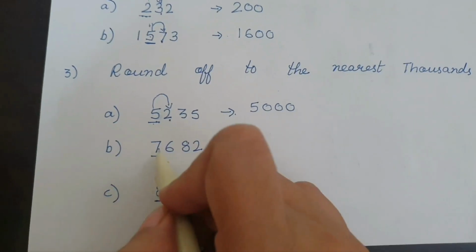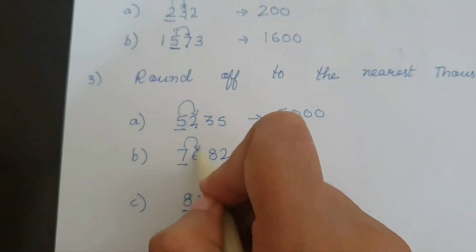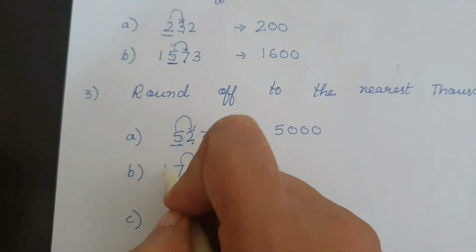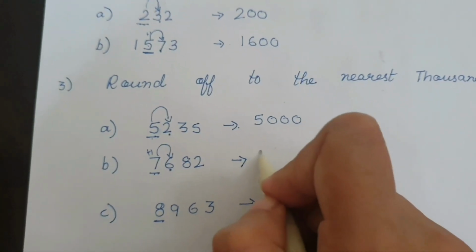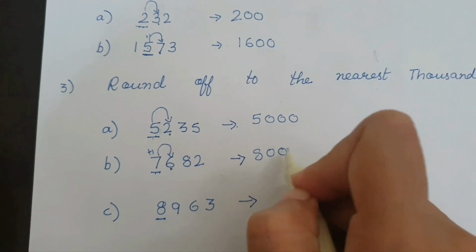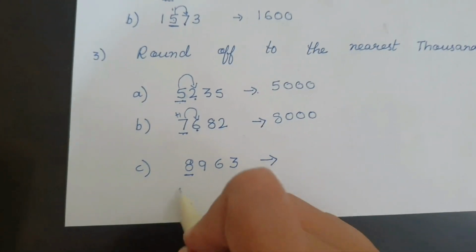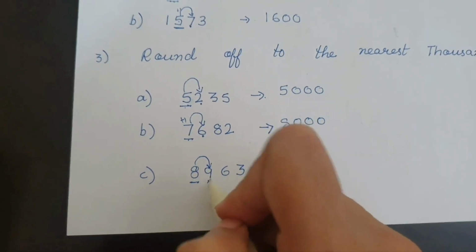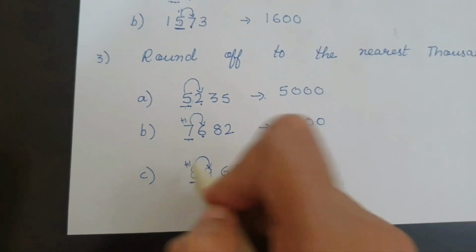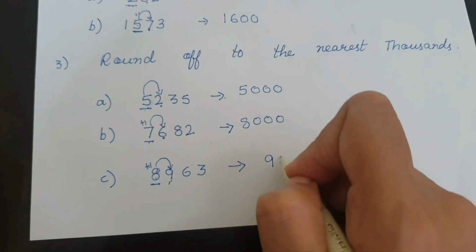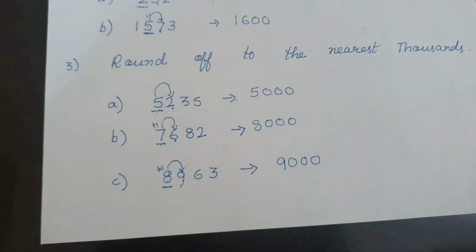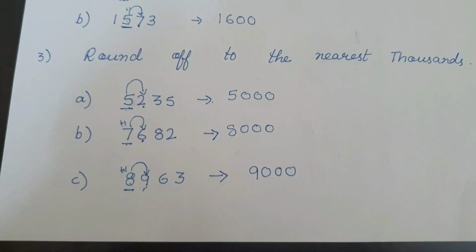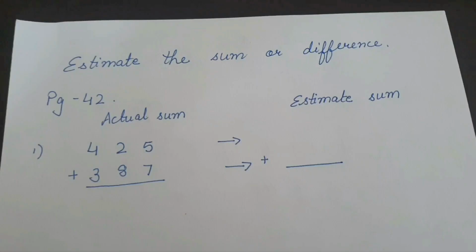Now see the next one. 7. Just after that this is 6, which is more than 5. So we'll add 1 to 7. This will become 8 and rest will become 0. 8000. See the next one. Here the next digit is more than 5. So we'll add 1 to this. 8 plus 1, 9. This will become 9 and rest will become 0. So the round off for 8963 at the thousands place is 9000.